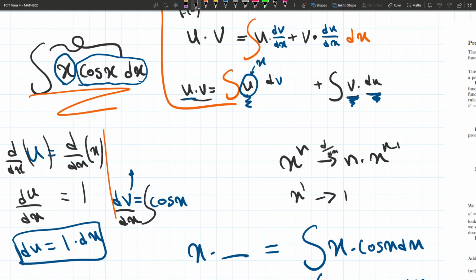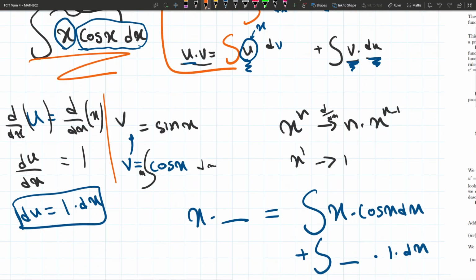So now if we integrate both sides, as you can see, dx cancels out, and we get the integral of cosine x dx. The integral of cosine is going to be sine x. And the integral of dv over dx, as you can see, dx cancels out. So it's just going to be v. Somehow the integral cancels out.